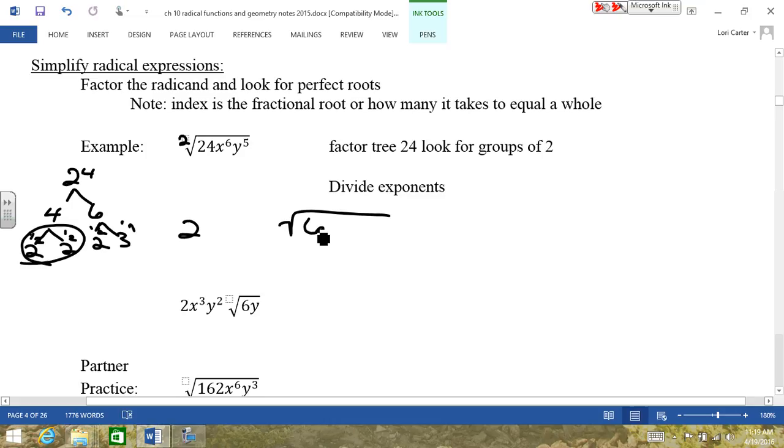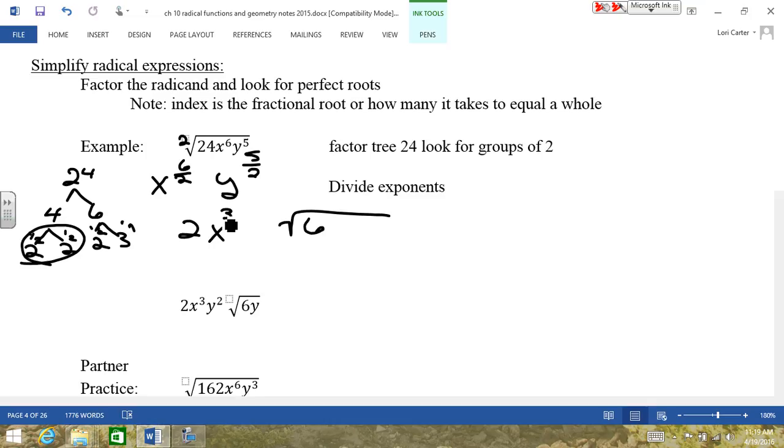Okay, now let's look at these. So this is x to the 6 divided by what? 2. And y to the 5th, 5 divided by 2. What's 6 divided by 2? 3. So that's 3 whole ones, so that goes outside, because there was no remainder. Now let's look at 5 divided by 2. What's 5 divided by 2? 2.5.